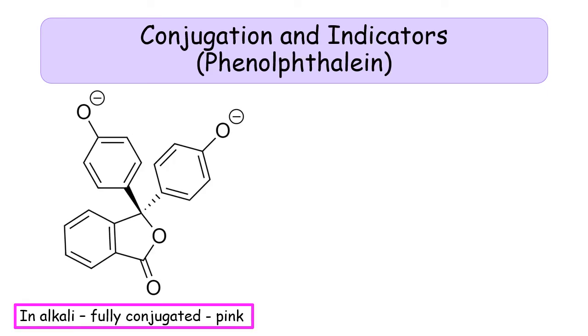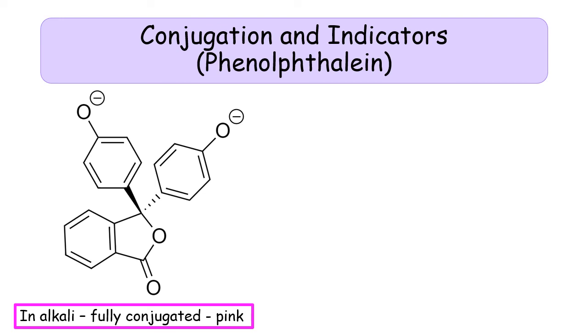Now, indicators rely on conjugation as well. A good example is phenolphthalein. The reason I'm showing this example in the video is because phenolphthalein has frequently been asked about in past papers. So phenolphthalein in alkali is bright pink. If it's bright pink, that means it is absorbing some coloured light. And that is because it is fully conjugated. Even though we have got what appears to be a carbon that's got 4 different groups around it, these benzene shaped or type rings are conjugated with one another. It's a bit more complicated as to why, but they are conjugated and it's bright pink.